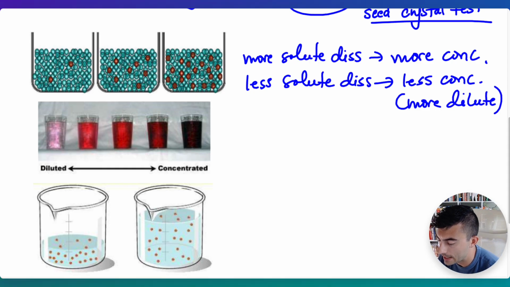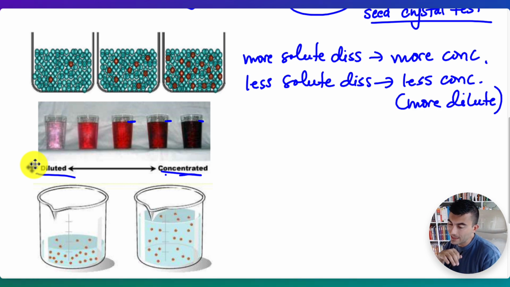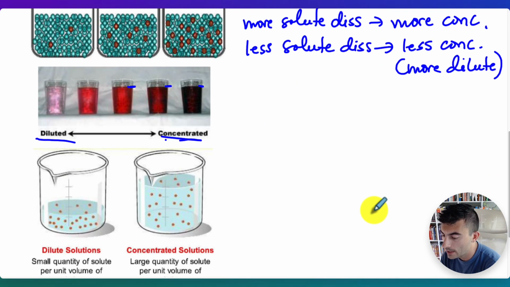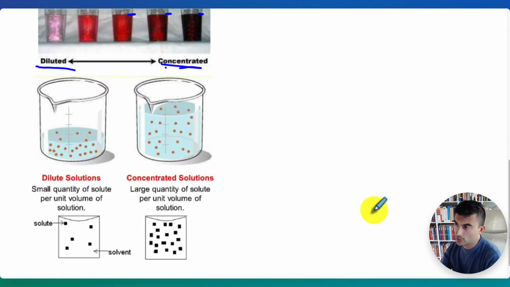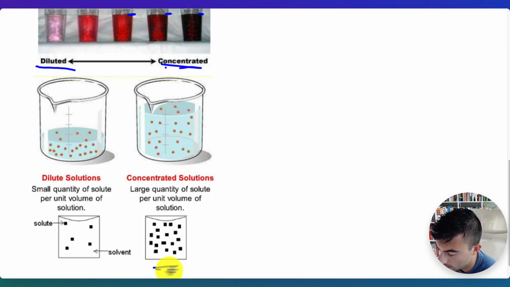We can see that as more and more dye is dissolved in the same amount of water, it gets more concentrated. And then down here with less solute per solvent, on a particle level, concentrated solutions contain more solute particles in a given volume, such as here, and dilute solutions contain fewer solute particles in that same amount of volume, right?